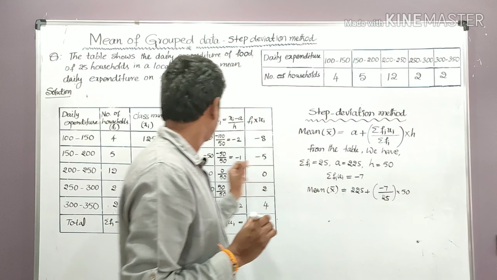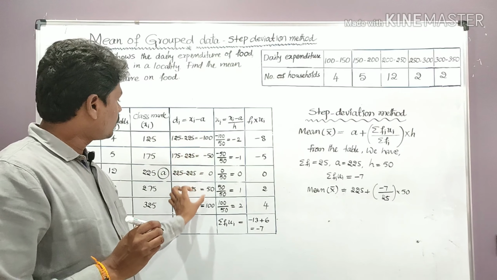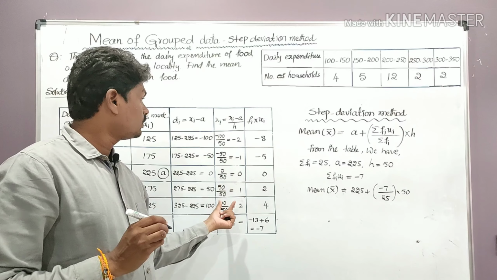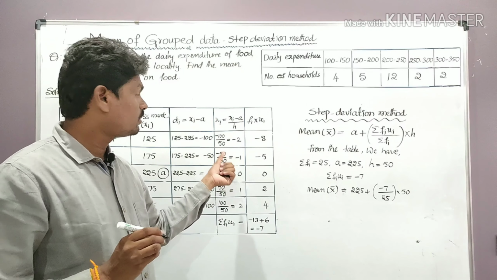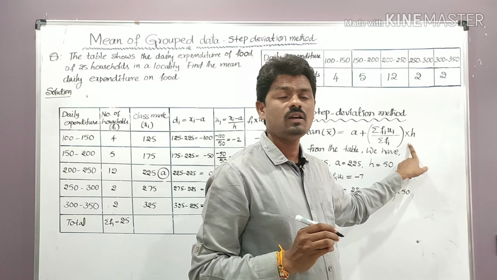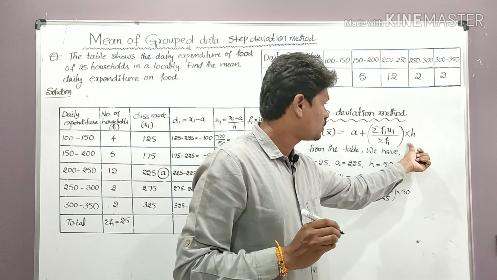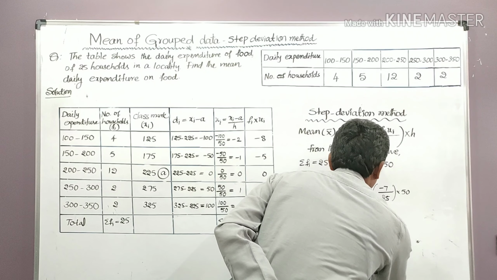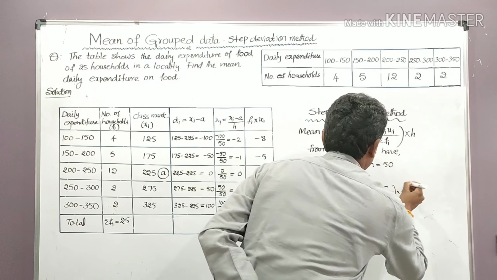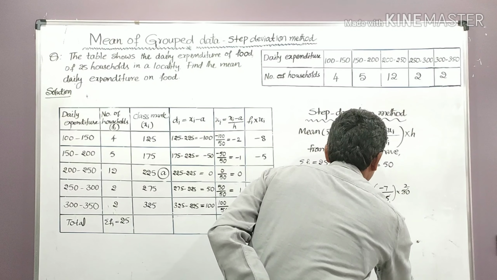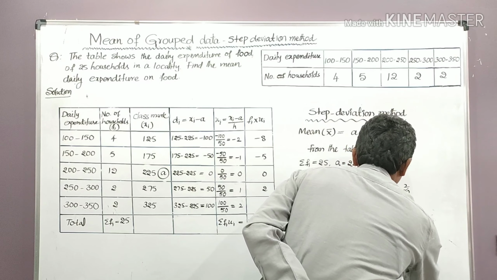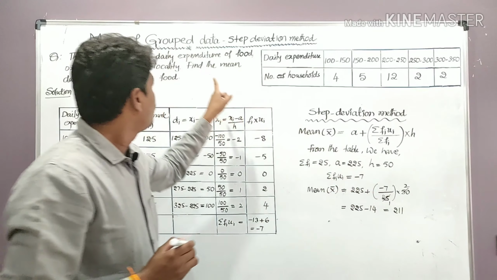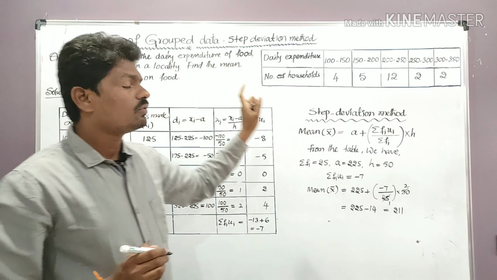See, student, here a is subtracted from all the values, so hence we have added a. All the values are divided by h, so again we have to multiply, so here h is multiplied. See, student, 225 here, 25 once and 25 twice, so plus minus 7 into 2, it is minus 14. 225 minus 14 is 211. So see, student, this is the mean daily expenditure on food.